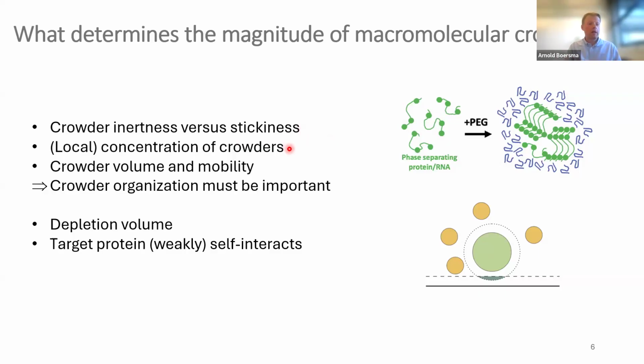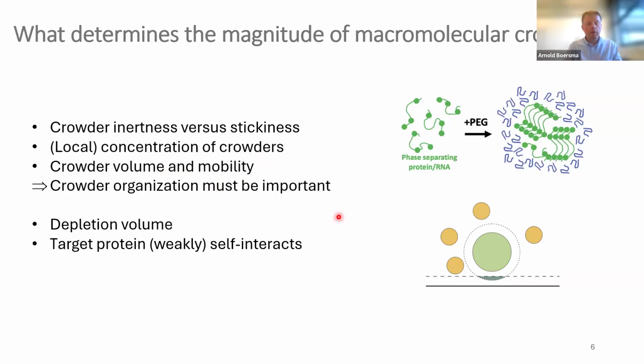Secondly, it also depends on the concentration of crowders. If you have locally more crowders, there will be a higher crowding effect. And for example, in biomolecular condensates, you have a lot of proteins together, but then again, they're also sticky. So the question is, how does this crowding in a biomolecular condensate play out? And of course, it depends on the crowder volume and mobility. If a crowder doesn't move, it doesn't interact. And it needs to be big, so it will create crowding in the first place. These topics are what I call crowder organization. So the crowder organization, how they interact with each other, must be very important.